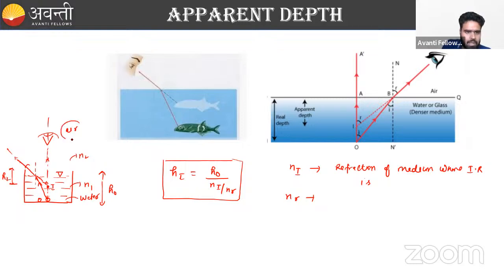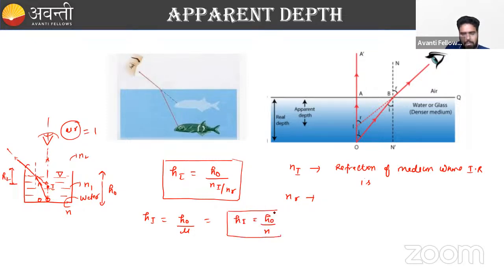Suppose this is air. In this case, the refractive index of this medium is 1, and the refractive index of this medium we say is n. The height of the image can be written as the height of the object divided by mu upon 1, or n upon 1, whatever we have taken here. This can be written as h naught upon n.